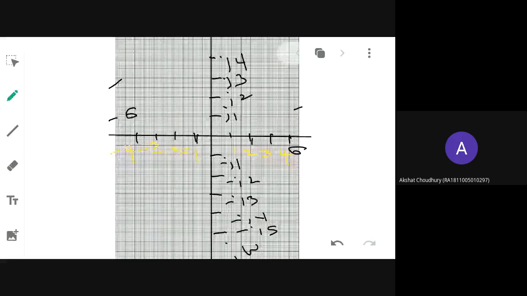Sumit, Pratik, are you there? Brinda, Bharti and all, are you doing the graph? So many people are not answering my calls.